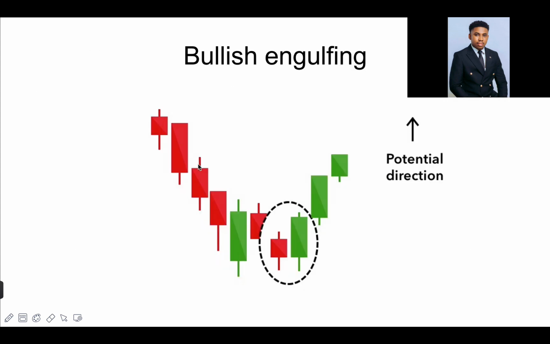So you can see that price was coming down in a downtrend, and we now have the last down candle engulfed by the next bullish candle. You can see that this entire candle was engulfed by the next bullish candle, which shows a bullish engulfing pattern and is a potential for reversal in the market from a downtrend to an uptrend.